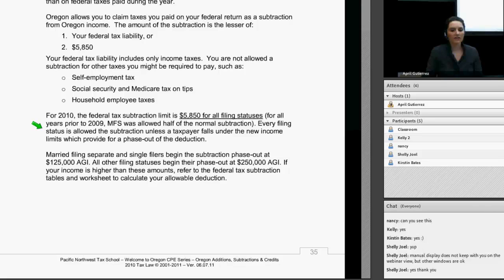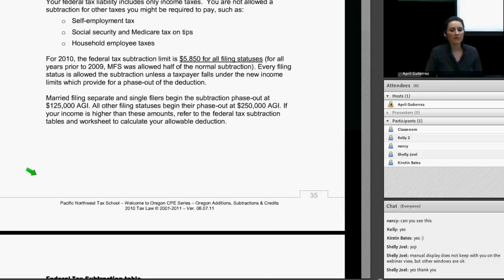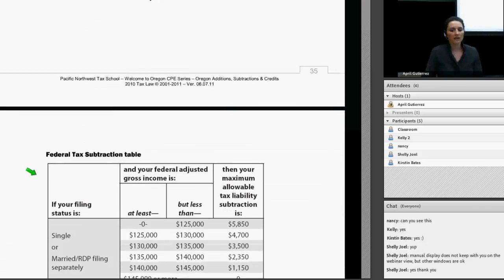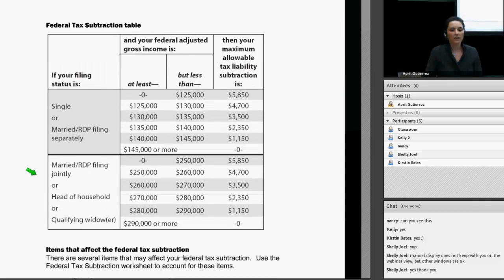Every filing status is allowed the subtraction unless a taxpayer falls under the new income limits, which provide for a phase-out of the deduction. Married filing separate and single filers begin the subtraction phase-out at $125,000 of AGI. All other filing statuses begin their phase-out at $250,000 of AGI. If your income is higher than these amounts, refer to the federal tax subtraction tables and worksheets to calculate your allowable deduction. So here is that table.